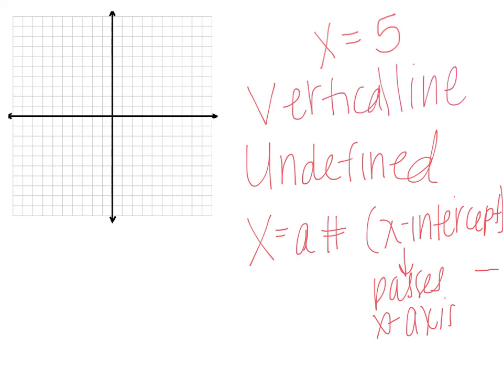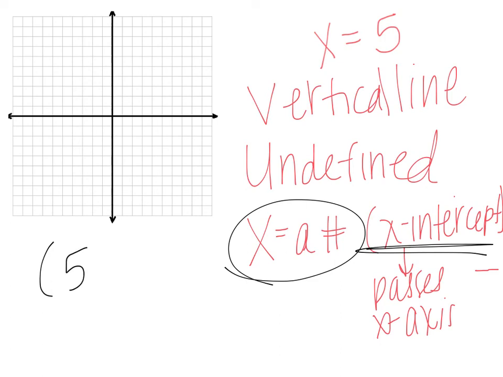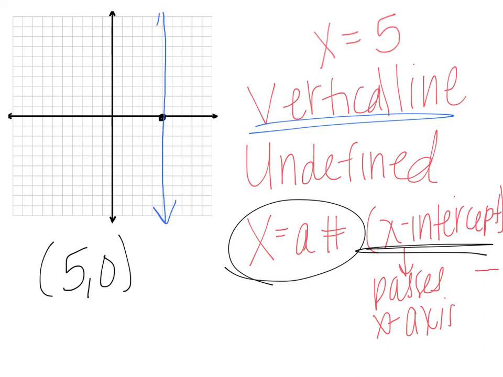So it's very similar to the other one. If I think about my x equaling a number, or the x-intercept, we could say that this is 5, 0. So I'm going to graph that first. Now all I need to do is make my vertical line through that point, and there's my linear equation.